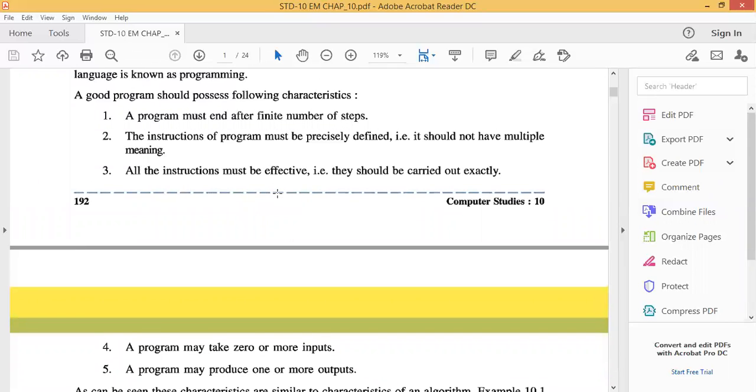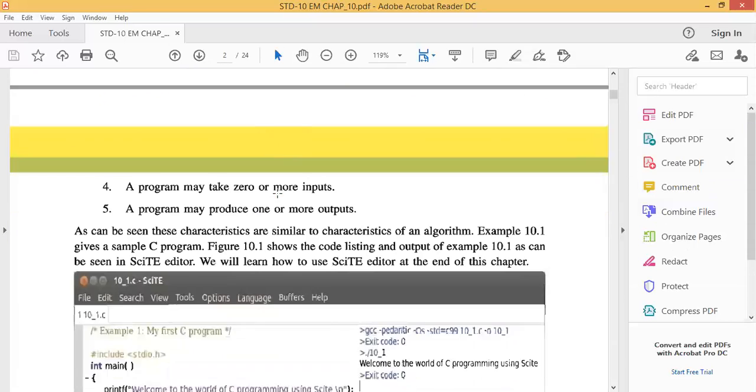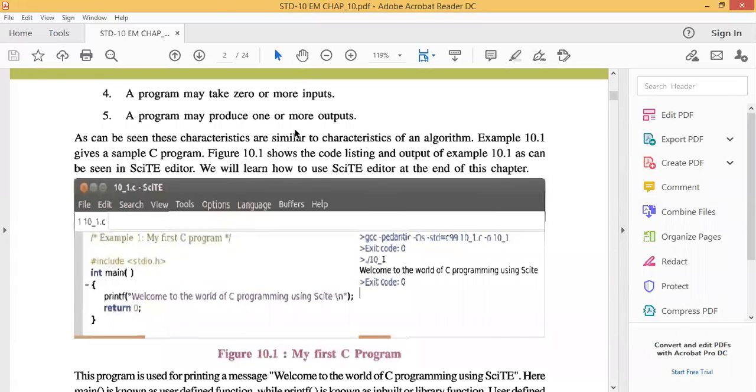A program must end after a finite number of steps. After a number of steps, it should end. The instructions of a program must be precisely defined. Therefore, they should not have multiple meanings. All the instructions must be effective. They should be carried out exactly. Fourth, a program may take 0 or more inputs. A program may produce 1 or more outputs.